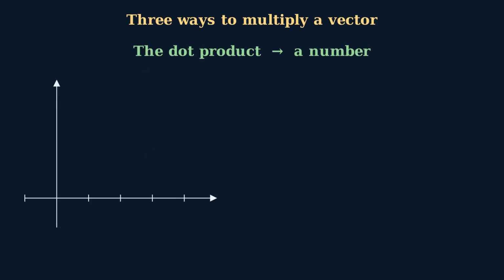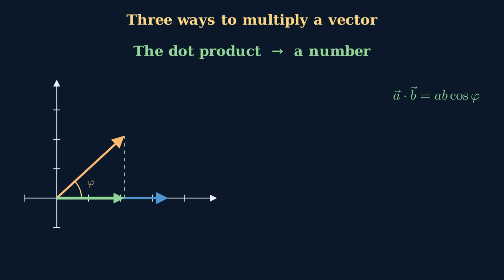Second, the dot product, and this one is strange, because two vectors go in but a single number comes out. Geometrically it's the length of A times the length of B times the cosine of the angle between them. Think of it as how much of one vector lies along the other. This green shadow is B projected onto A. When the vectors are nearly aligned, the projection is long, so the dot product is large.